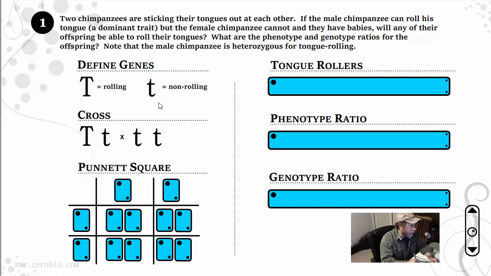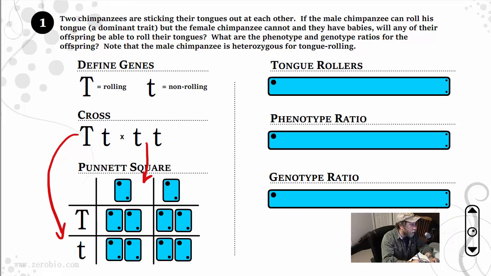Now it's time to do the Punnett square. When I do this, I like to put the first individual over on the side and the second individual I like to put in the top here. It's not absolutely necessary, but that's the way I do it. So we're going to take these genes and we're going to split them here. This is going to be a big T and this is going to be a little t.